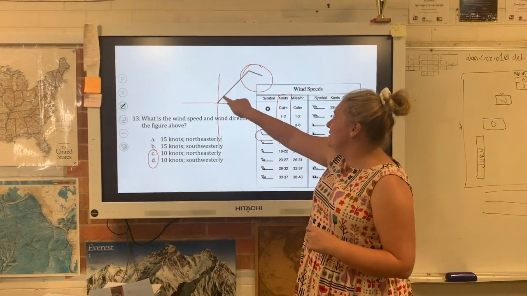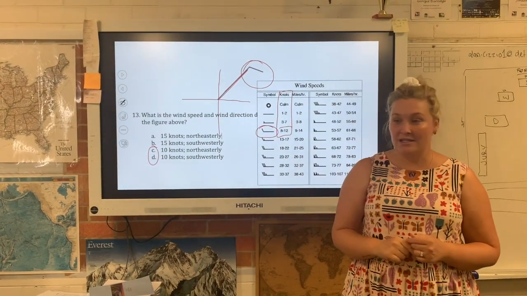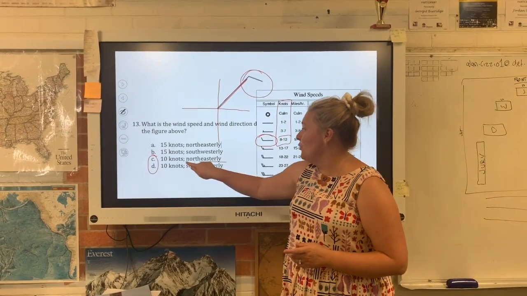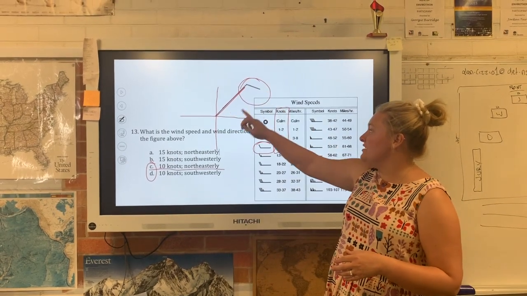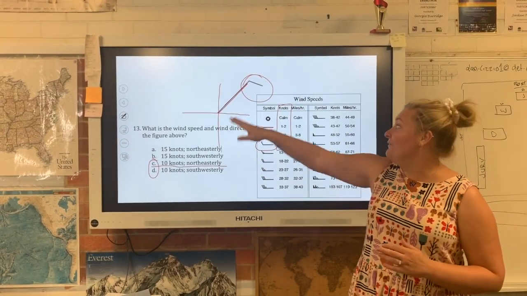So in this case here, the wind is coming from the northeast. So it's 10 knots and it's a northeasterly wind. And that's how we use wind barbs to find wind speed with the feathers and then wind direction with the other end.